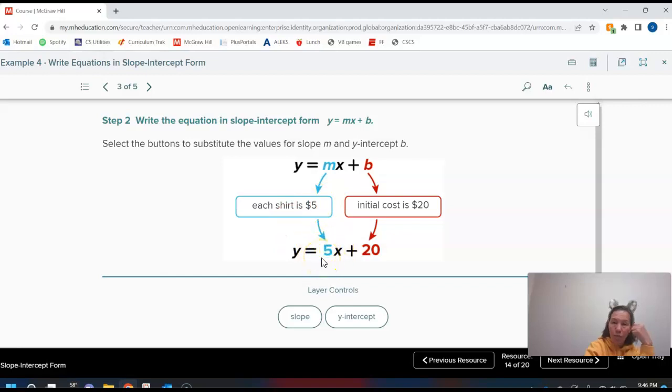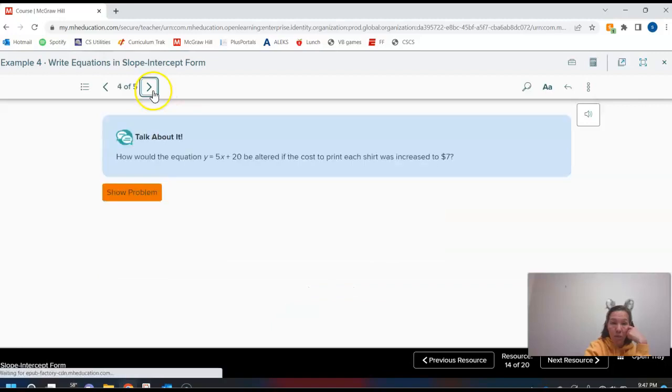The slope is kind of the rate of change. We're paying an extra $5 per shirt, and then your y-intercept is always, if x is 0, if I buy no shirts, what is my cost going to be?